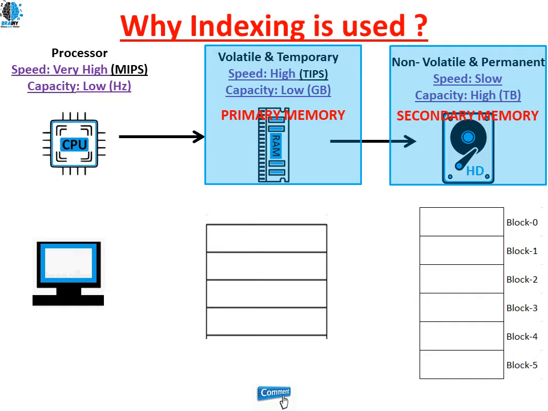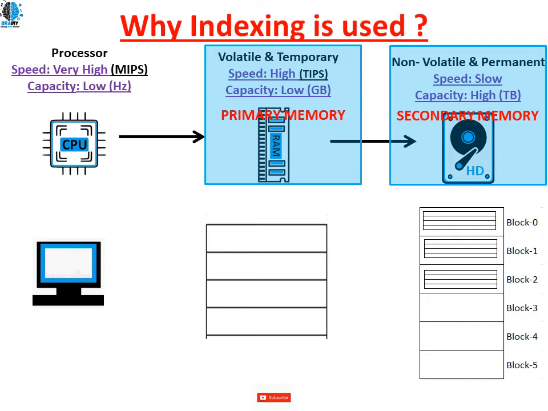So these blocks I am going to name as 0, 1, 2, 3, 4, 5. Let's consider I have only 5 blocks in my hard drive. These particular blocks will be having data. Whenever a user sends a request or wants to execute a query, for example, I want a student detail: select star from student table.